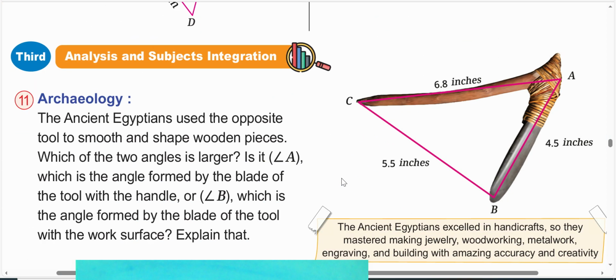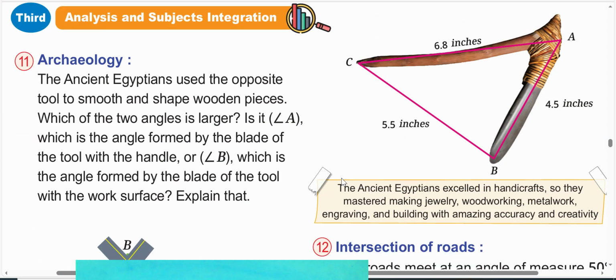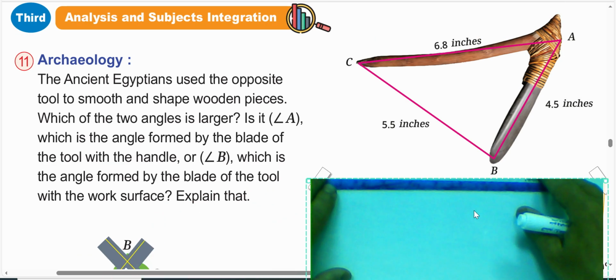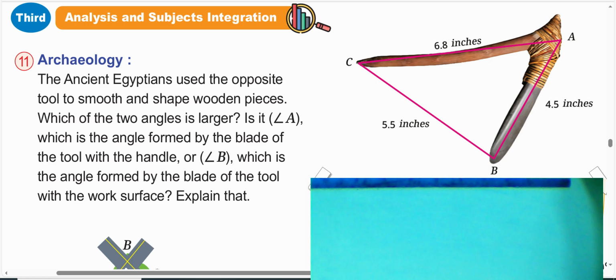Analysis and subject integration. Look here. The ancient Egyptians used the opposite tool, used to smooth and shape wooden pieces. Which of the two angles is greater: angle A, the angle formed by the blade of the tool with the handle, or angle B, the angle formed by the blade of the tool with the work surface? And explain how.